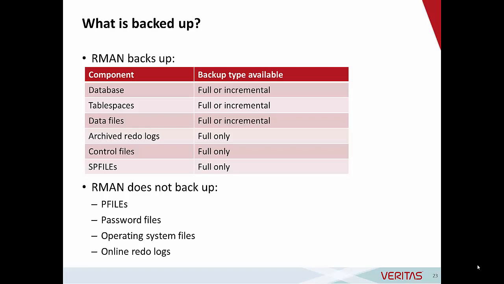So if any of those components are present and critical, they should be protected by standard or Windows policies. P files, password files, and operating system files would be protected by standard or Windows policies. Online redo logs we would never attempt to protect because, again, they are no use to us in recovery since applying them can corrupt the data.